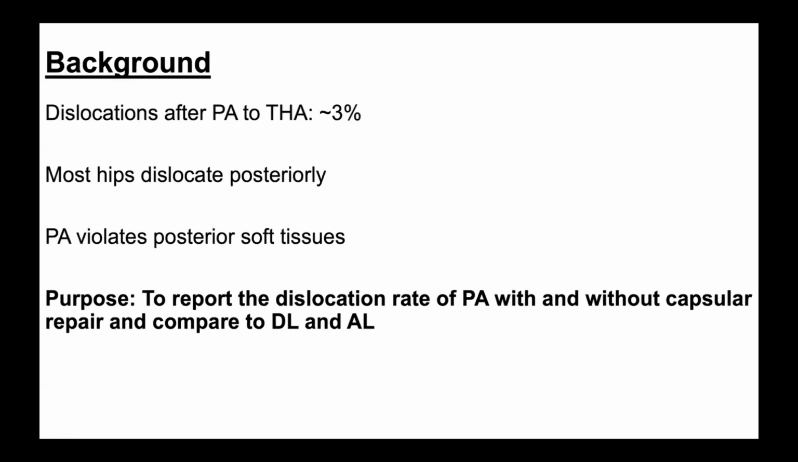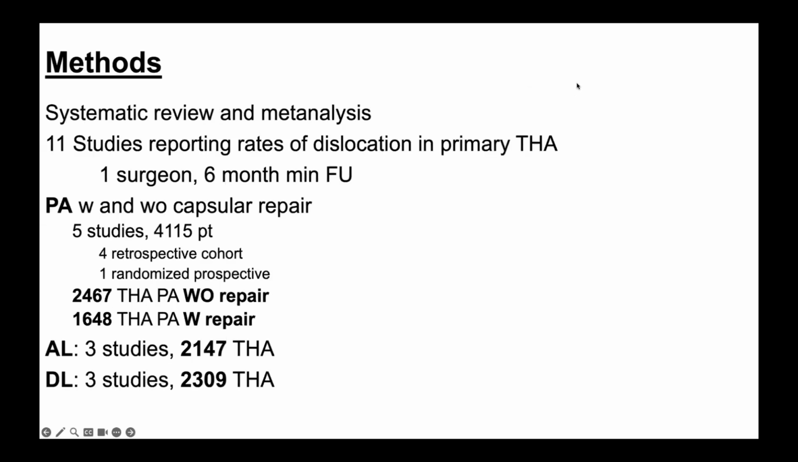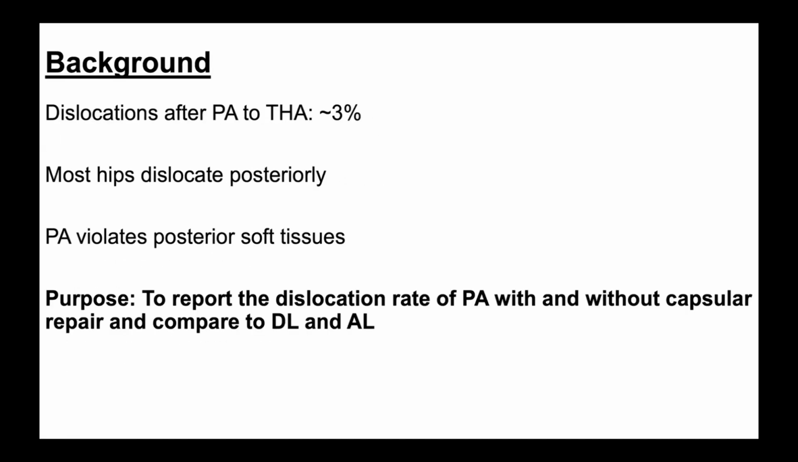So we have some background information about the study. Typically, dislocation after the posterior approach is roughly 3%, and most hip dislocations in THA are usually from the posterior side. Usually what happens in this situation is the hip goes beyond the soft tissues when you're doing that approach. Regarding the study, the purpose is to look at the dislocation rates of various approaches, such as the posterior with and without the capsular repair, and compare that to the direct and anterior approaches.